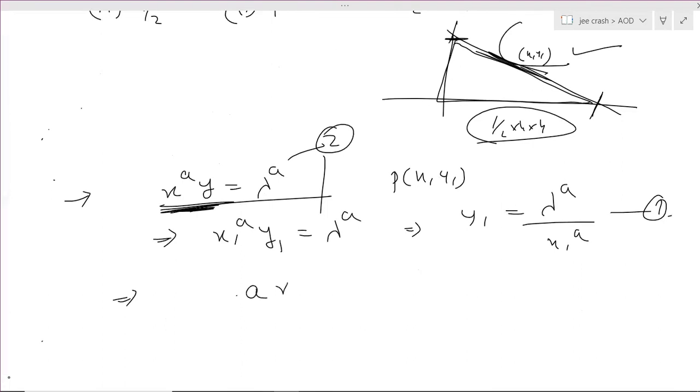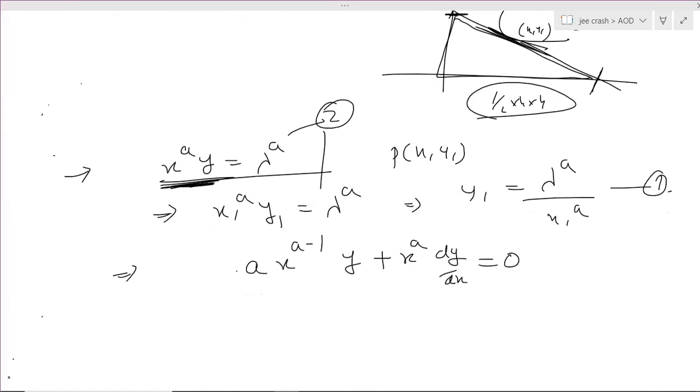This is a x to the power a minus 1 y plus x to the power a dy by dx equals to 0. Yes or no, guys? Yes, sir. All right. So dy by dx we have as minus a x to the power a minus 1 y whole divided by x to the power a.